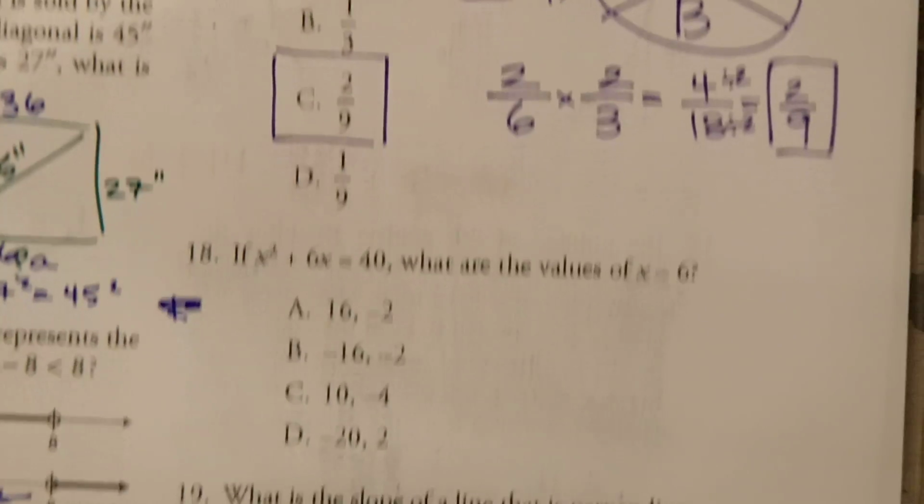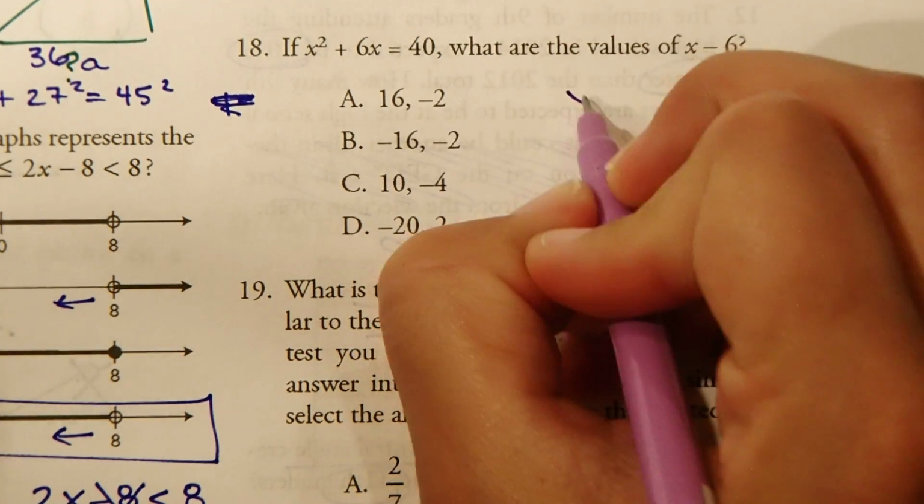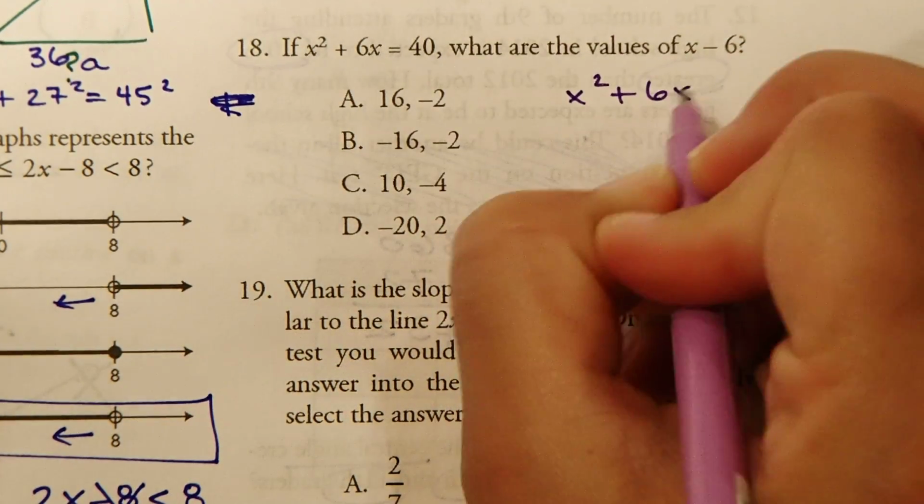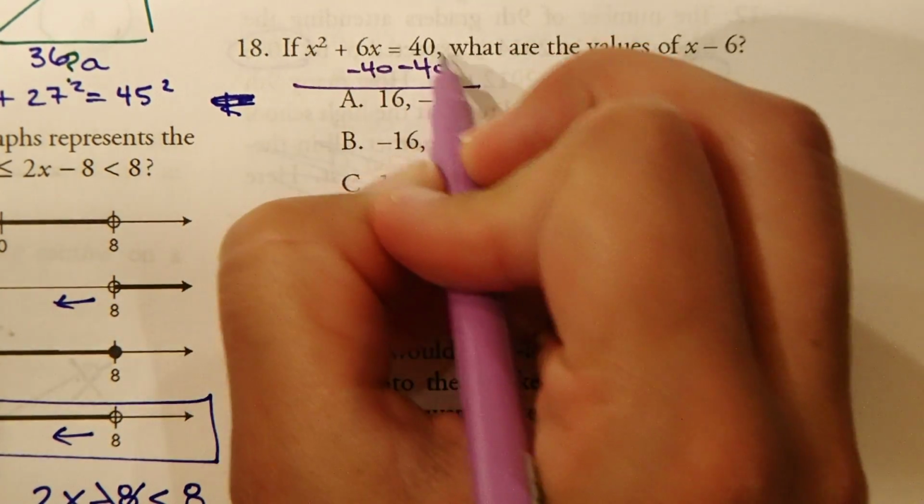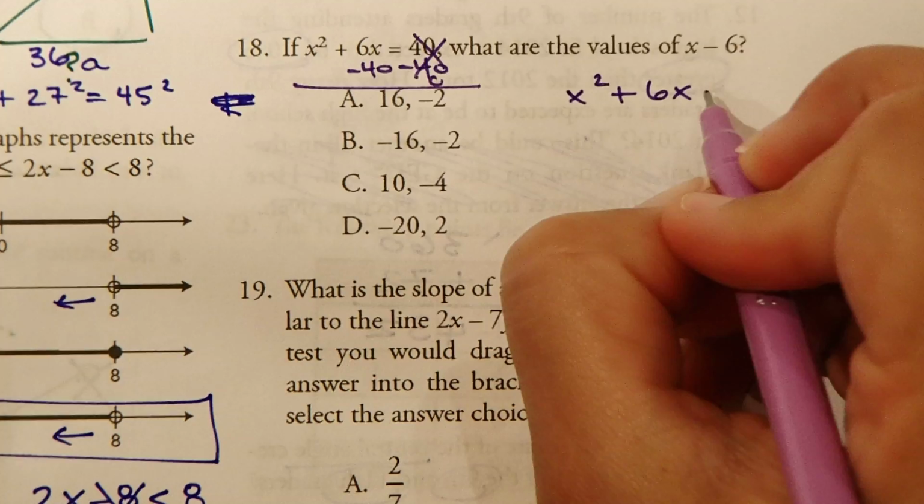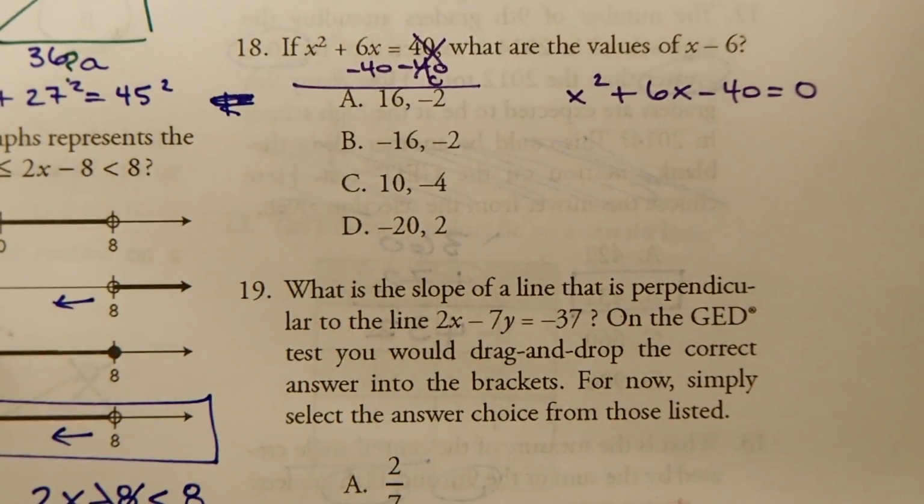Okay, number 18. If x squared plus 6x equals 40, what are the values of x minus 6? Okay, so let's bring this all over to one side. I'm going to subtract 40 and subtract 40, leaving this to equal 0. So subtract 40 there equals 0. All right, so we need to get our factors here.